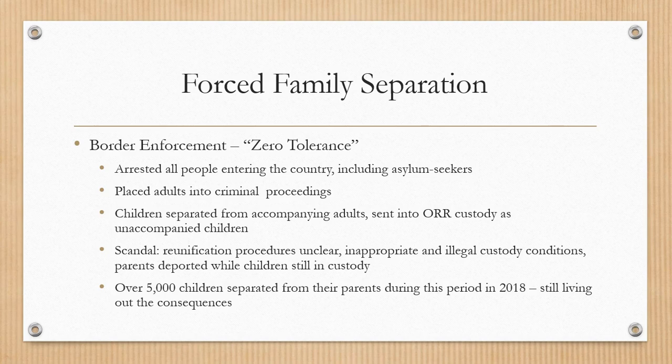immigration enforcement system and either placed in removal proceedings or formally deported, depending on the circumstances of their particular case. And obviously this created a lot of scandal in the U.S. because reunification procedures were very unclear. People became aware of the inappropriate and illegal custody conditions for children and families, particularly at the border. People became aware of parents who were deported with children still in custody, with no mechanism in place to ensure that they'd be able to be reunified quickly or safely.